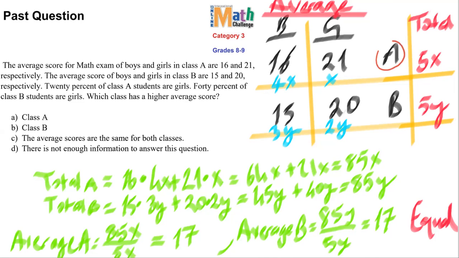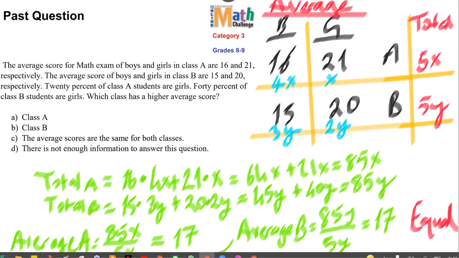Now, to find the average of A, we need to divide the total of all the scores by the number of students, 5x here. And likewise, to find the average of the full group class B, we need to calculate all the scores here and divide by the number of students. So we already got the total scores for each of them, so we just need to divide by the number of students. And when we did this, we see that both of them come as 17. So the average scores for class A and class B are equal. So it means the answer is C.